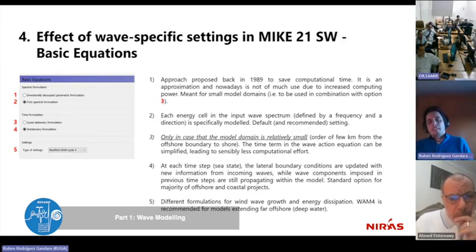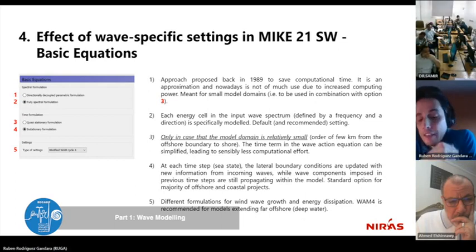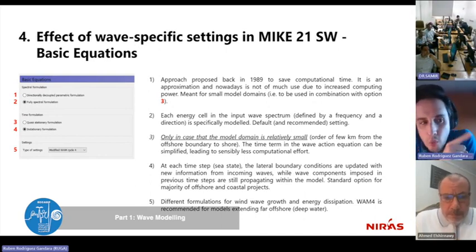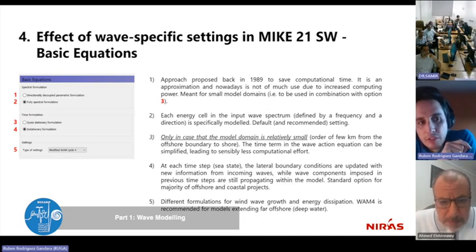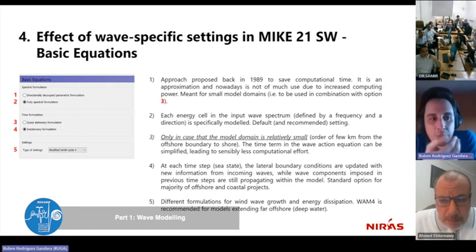Okay, so the first thing is once you set up your SW model, when you go into the section talking about the basic equations, you will have an assortment of options. The first option that you will find will be the spectral formulation. This is up to you. You have to decide how you want to run the model. Do you want to have a fully spectral formulation, or do you want to have a directionally decoupled parametric formulation? What's the difference between those two?